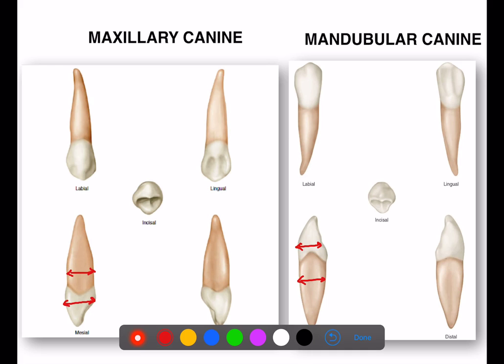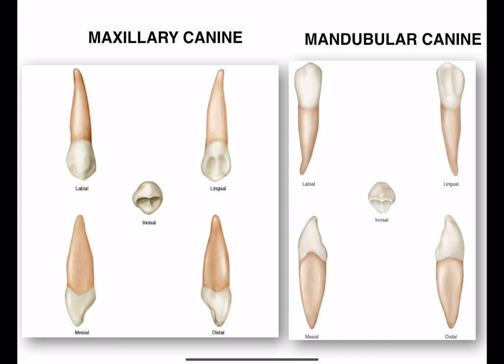So apart from the cornerstone, they are considered as the most stable tooth, and they are the last tooth to be lost in the human mouth. The reason is because of the labiolingual thickness of the crown and root and the anchorage in the alveolar process of the jaw.